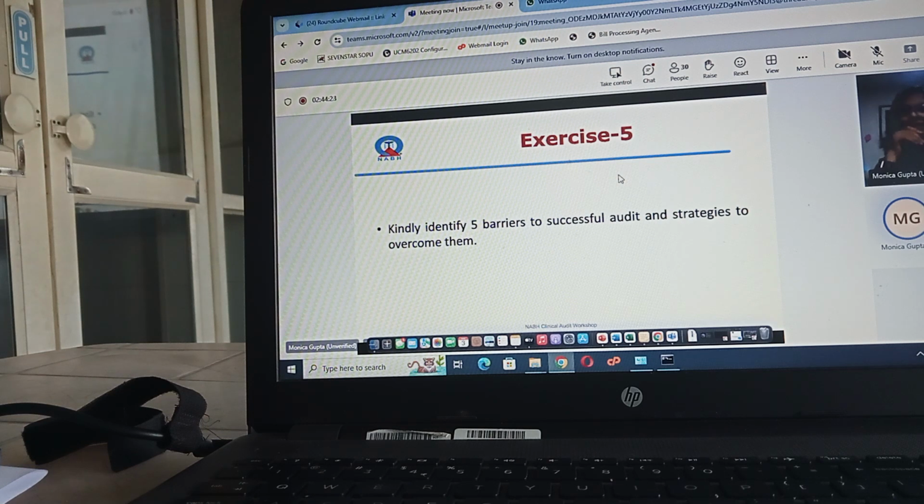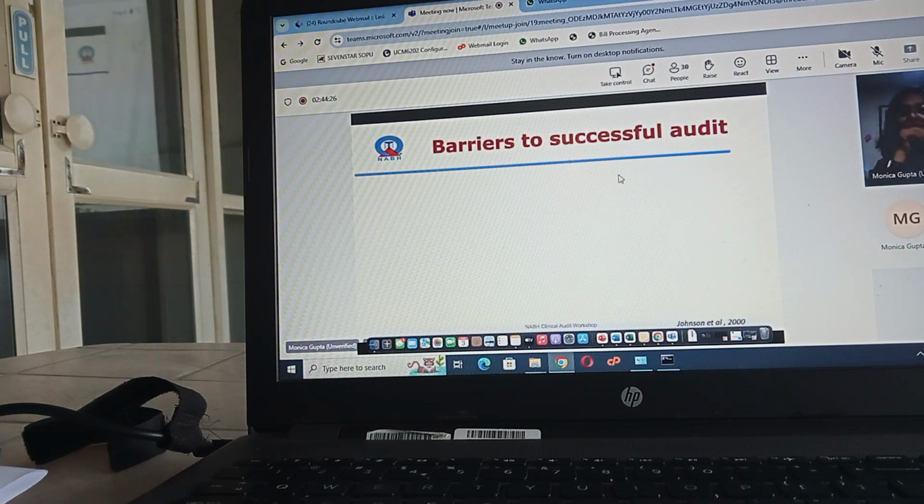We discussed all the exercises at the end. So what do you think are barriers for successful audit?